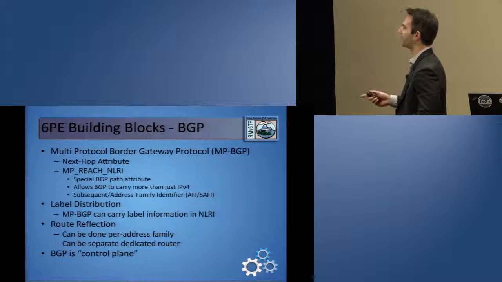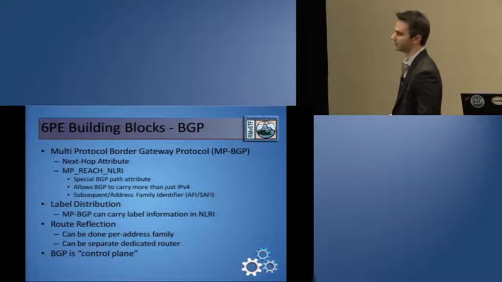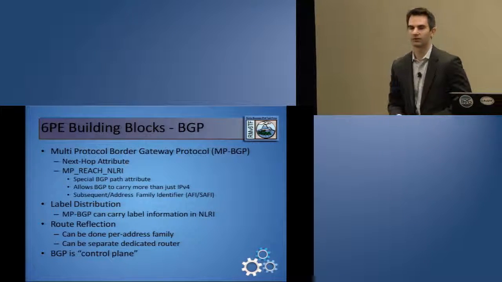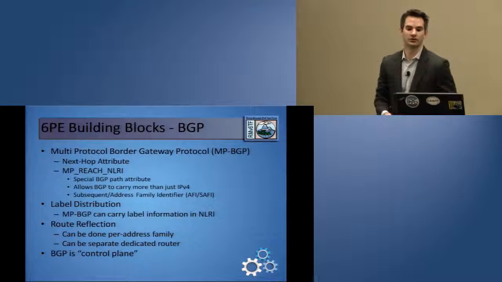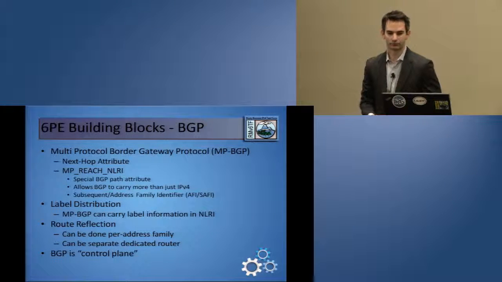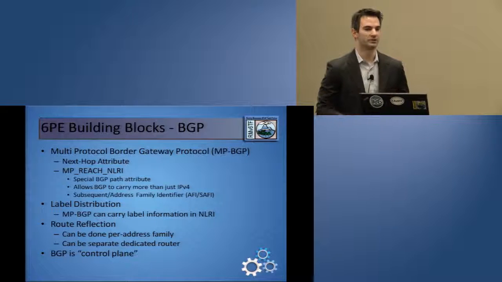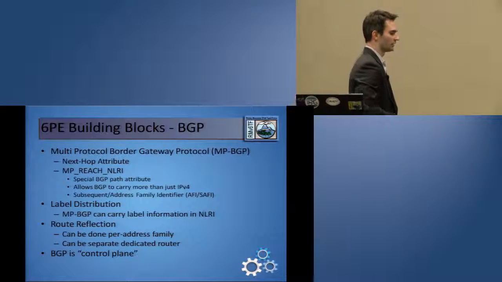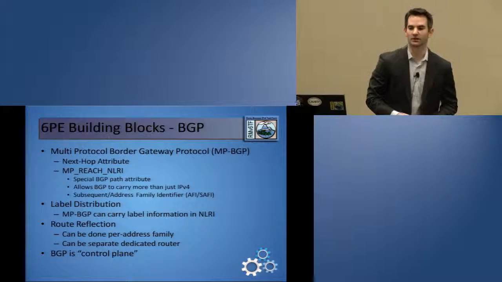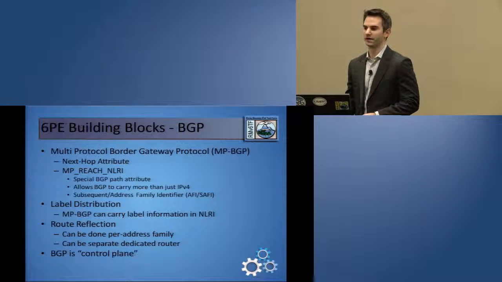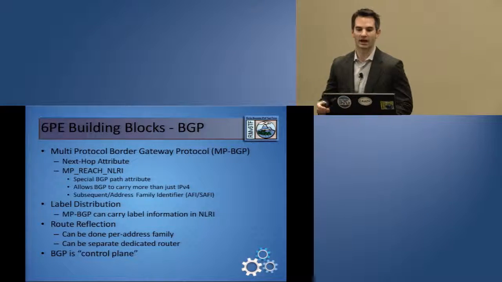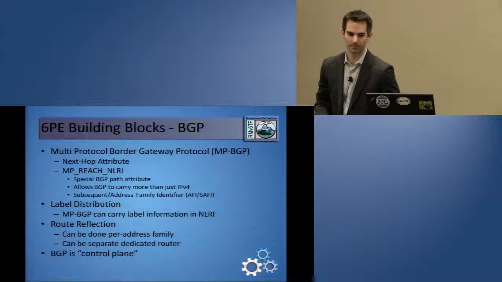And another important part of the MP reach NLRI would be your address family indicator, or identifier, and your subsequent AFI. One other thing that BGP can do that's essential to VPNs and 6PE is it can carry a label within the NLRI, and this is attached to the IPv6 prefixes.